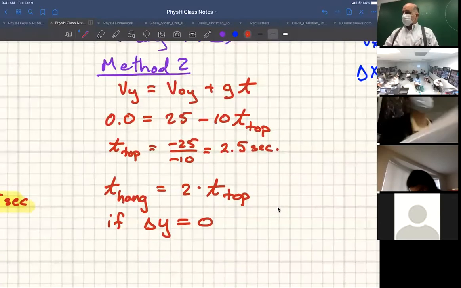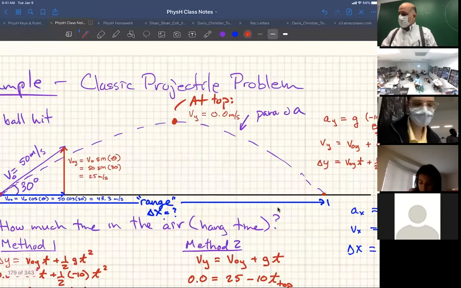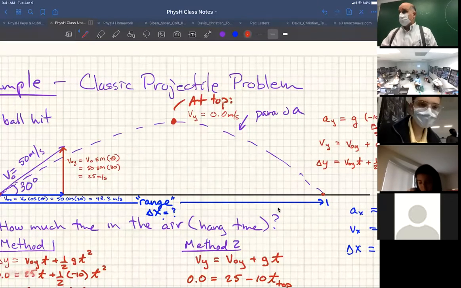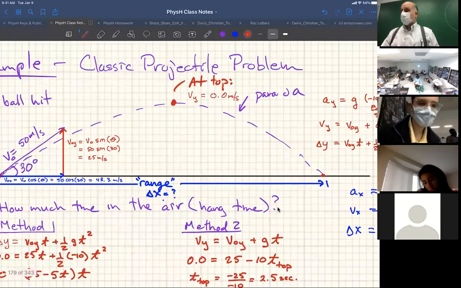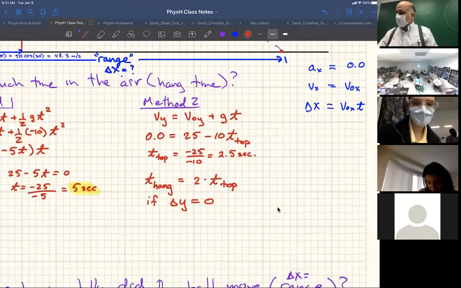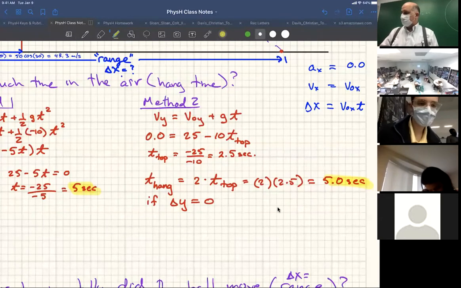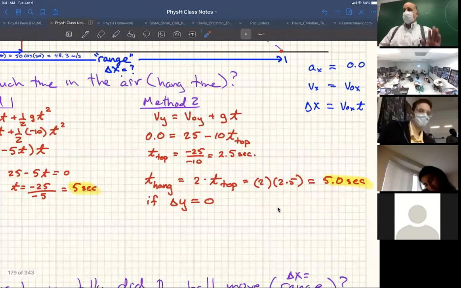What has to be true is you have to have some symmetry here. It's starting at ground level and going up to the top, and then going from the top back down to the same vertical position. There's symmetry there. So in that case you can use this equation. You get 2 times 2.5, which thankfully is 5 seconds. And so you get the same answer using each method. Either one is fine.